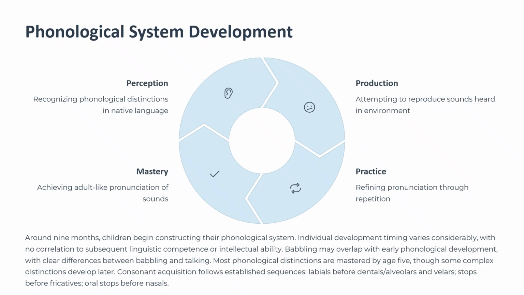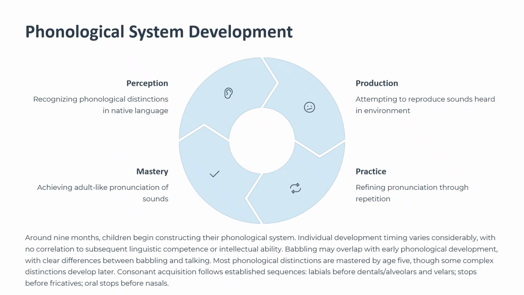Phonological system development: perception, production, practice, mastery. Perception, recognizing phonological distinctions in the native language. Production, attempting to reproduce sounds heard in the environment. Practice, refining pronunciation through repetition. Mastery, achieving adult-like pronunciation of sounds.